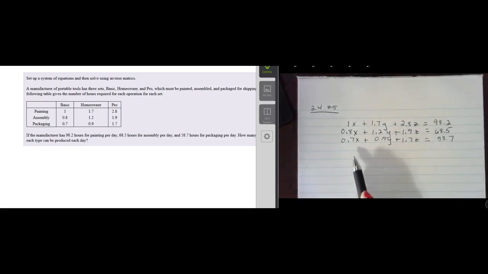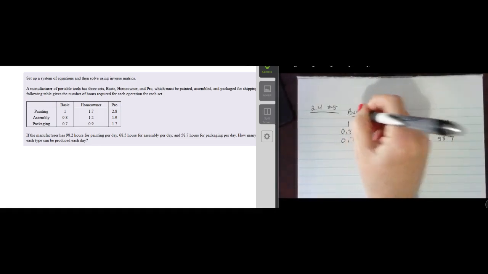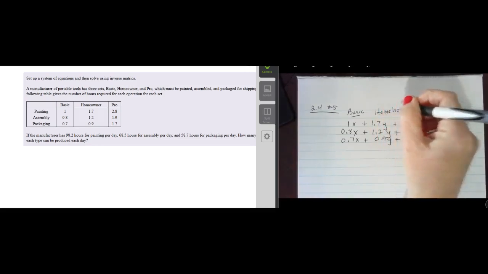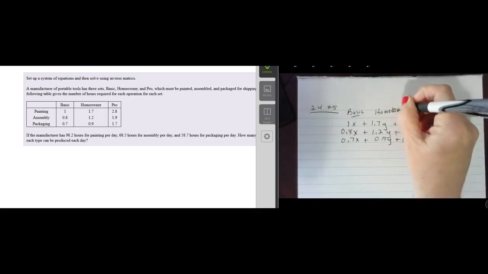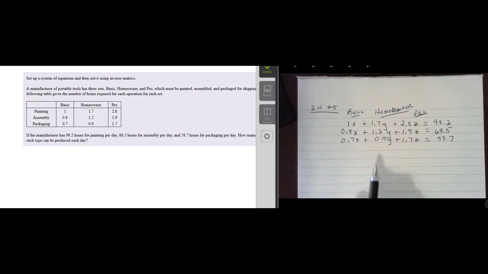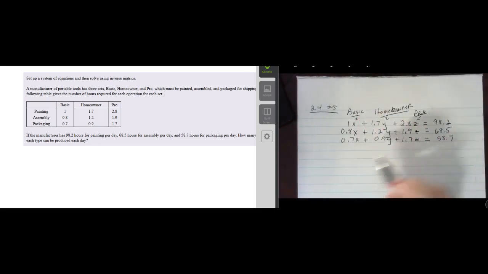So we come up with our equations here. Now again, remember the x's are our basics, this is the homeowner, and the last one is the pro here. So that's my y, that's my x, and that's my z. You could use any variables as long as you remember which one's which. So here's where we can set up our matrices.